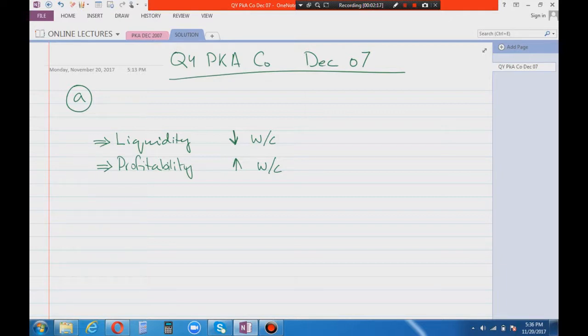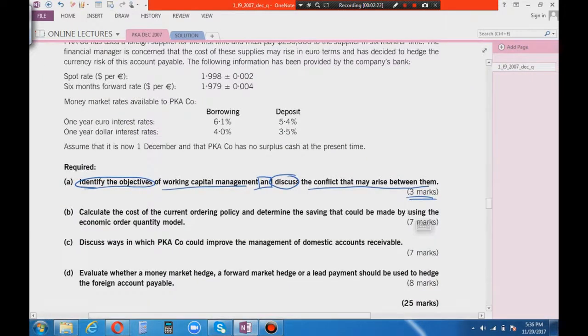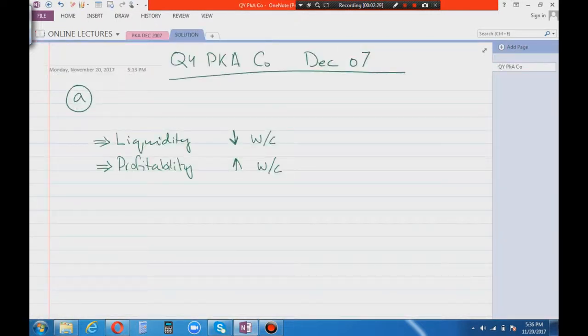So the second part of the question is, in this question, if you see, the first part of the question says that what are the objectives of working capital management. So give him the objectives of working capital management, liquidity and profitability. And the second part of the question is that what is the conflict between the objectives of working capital. So the conflict between the objectives of working capital is obviously liquidity versus profitability.